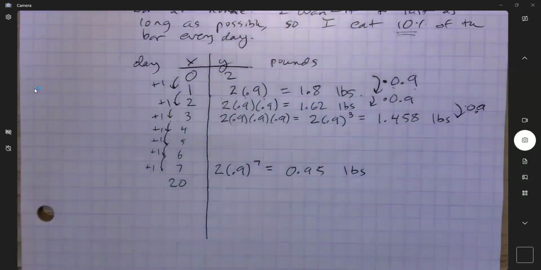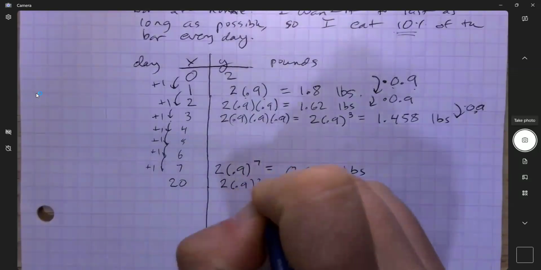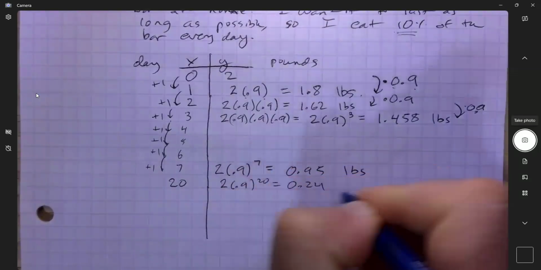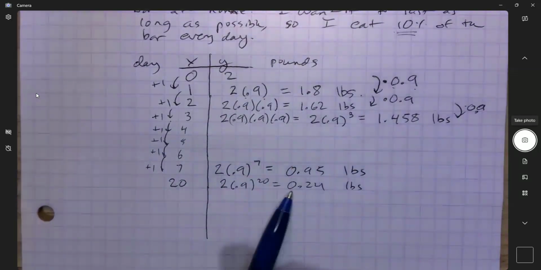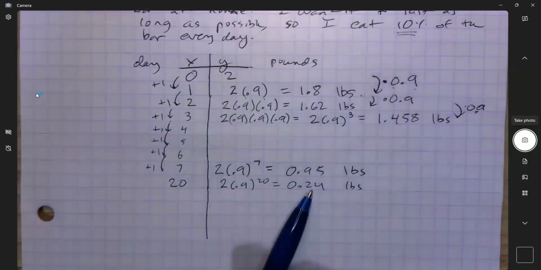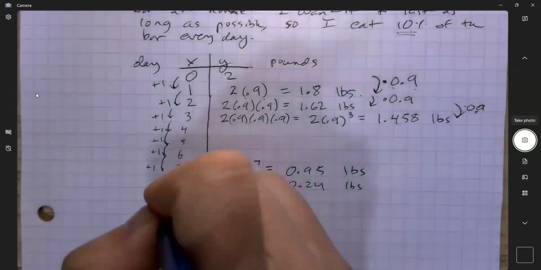And now I'm down to 0.24 pounds. But after 20 days, I still have a bunch of my chocolate left. I could even go up to 100 days.